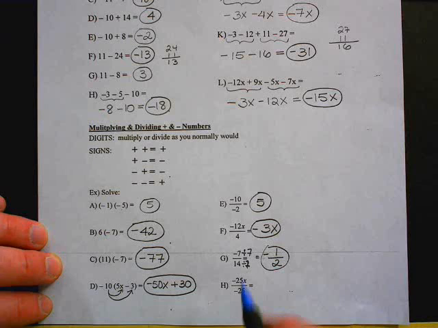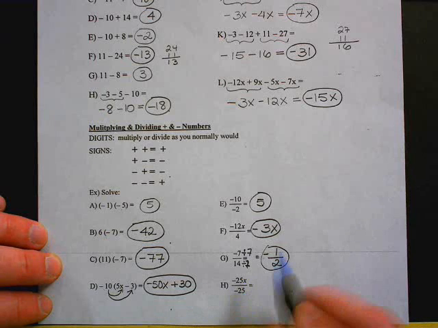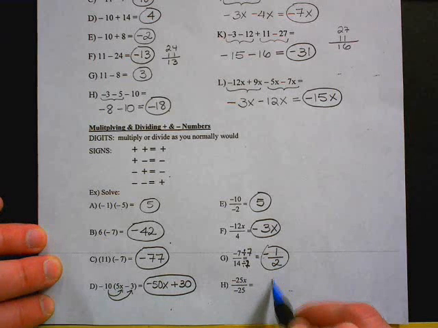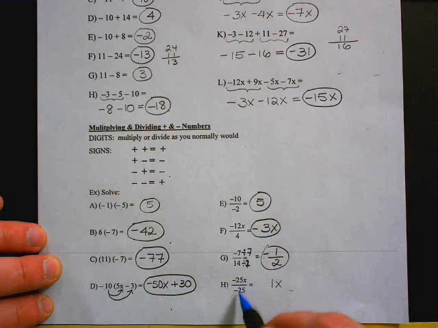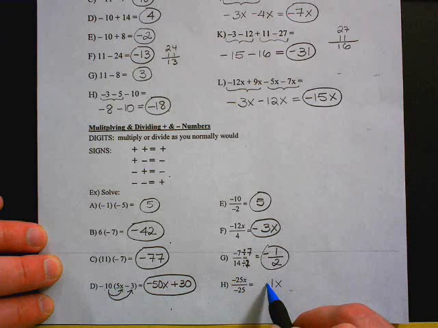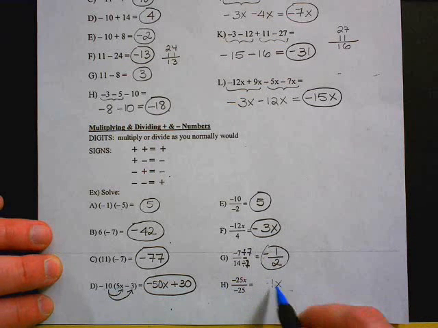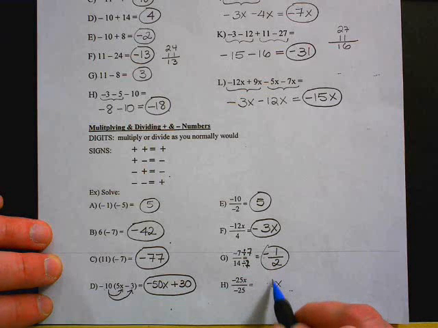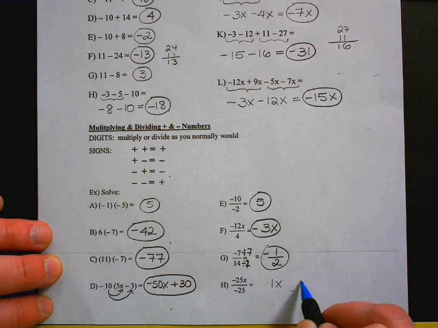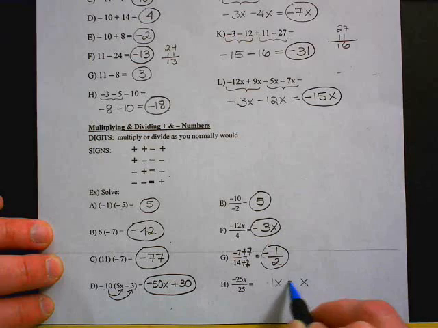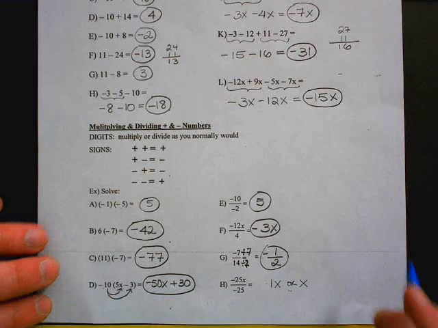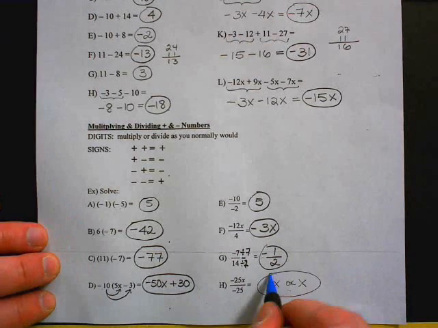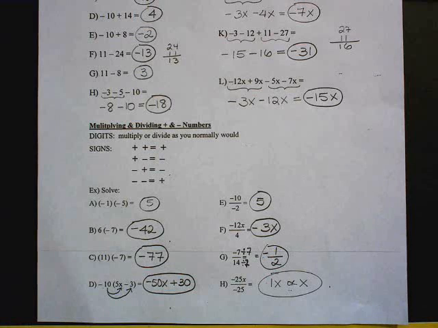Okay? Alright, 25x divided by 25 is 1x. And a negative divided by a negative is a positive, and you don't have to write the positive. Also, usually we don't write the 1x, we just write x. So if you wrote x or 1x is okay. Alright? So this concludes the rules of adding, subtracting, multiplying, and dividing positive and negative numbers.